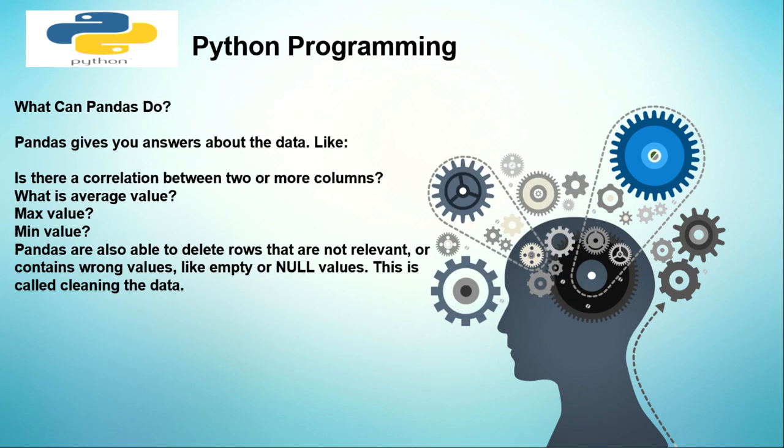Okay, so now we can see that Pandas can give you answers about data, like what is the average value, what is the maximum value, what is the correlation, if there is a correlation, and what is the minimum value. Pandas can also delete the rows that are not relevant or contain wrong values, like empty or null values. This is called the cleaning of the data.